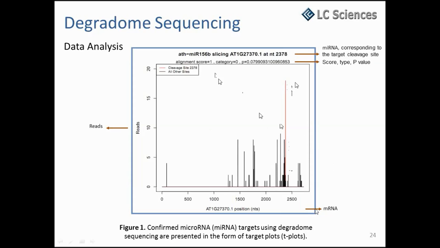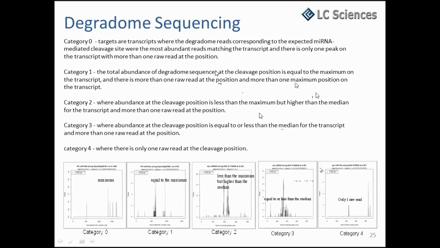So this is the plot we show for each microRNA and messenger RNA target pair. And what are these categories of target identification? Category zero is that the target identified is the highest abundance showing in the sequencing reads on this messenger RNA location.